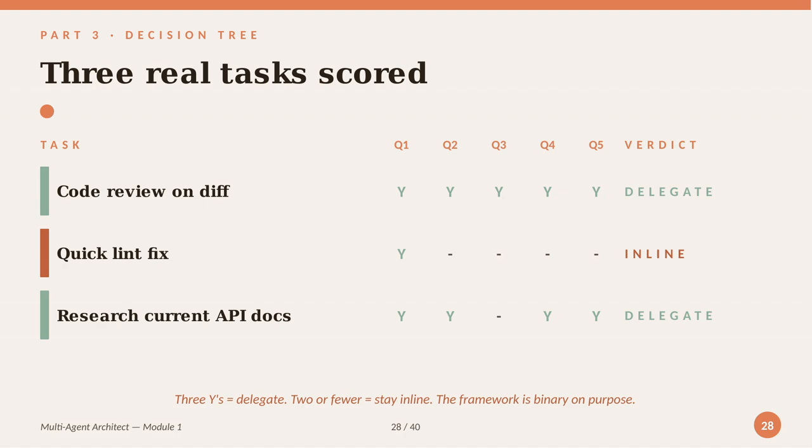Task 3. Research current API documentation. 1. Self-contained? Yes, the API name is the input. 2. Summary? Yes, key facts compressed nicely. 3. Parallel? Not really, you're hitting one source. 4. Context cost? Yes, docs are large. 5. Repeatable? Yes, API research recurs. 4 yes. Verdict, delegate. 3 yes or more means delegate. 2 or fewer means stay in line. The framework produces decisions in under a minute and stops the endless deliberation loop.